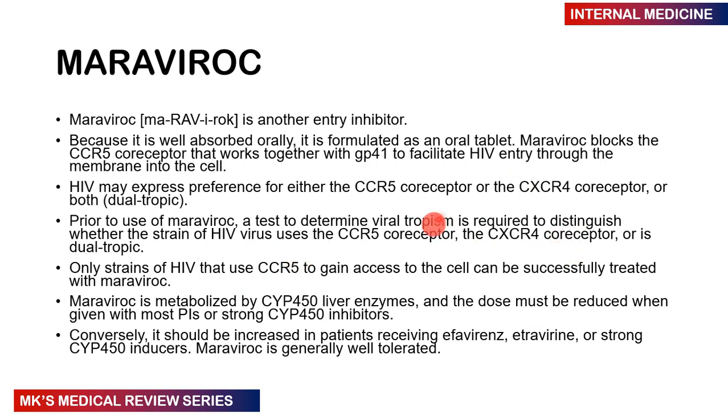So maraviroc cannot work on the HIV strain that uses the CXCR4 receptor. Maraviroc is metabolized by cytochrome P450 liver enzymes, and the dose must be reduced when given with most protease inhibitors or strong cytochrome P450 inhibitors. Conversely, it should be increased in patients who receive efavirenz, etravirine, and other strong inducers of cytochrome P450. And remember that maraviroc is generally well tolerated.